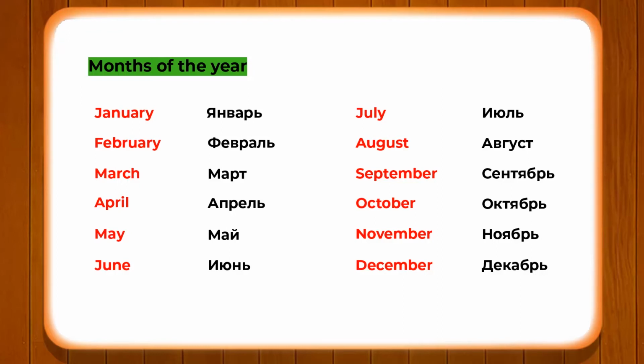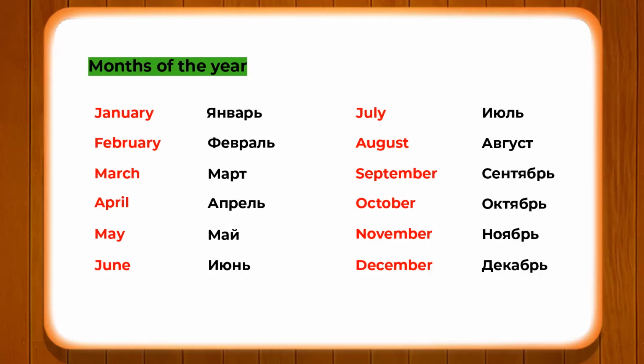So you can also use месяц. Месяц means month. Какой это месяц? So which month is this? You can use это январь, this is January, это февраль, это март, это апрель, май, это июнь, это июль, это август, это сентябрь, это октябрь, это ноябрь, and это декабрь.